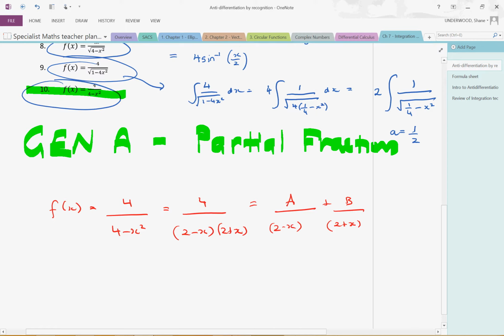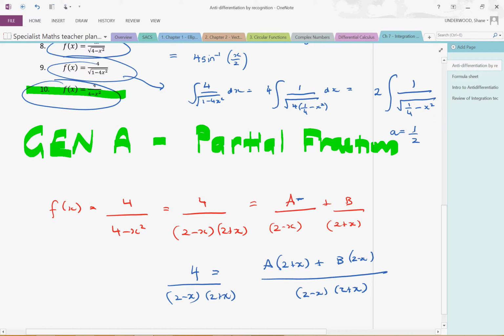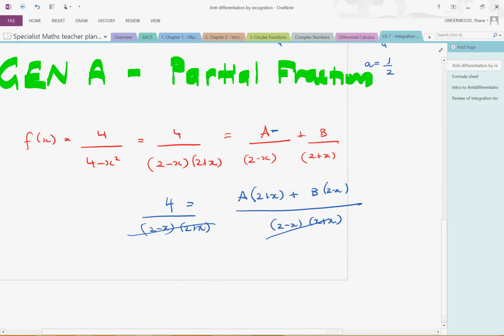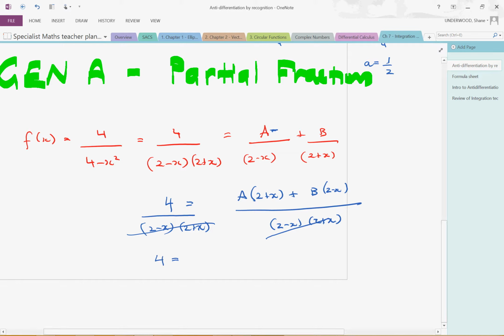So, we know that if I want to get the common denominator, what do I have to do? Well, first of all, I have to multiply this fraction here by 2 plus x. And I also have to multiply this b by 2 minus x. And of course, on the other side, we've got (2 minus x)(2 plus x), but that's not really needed because they're going to cancel each other out. So, we're really just looking at a(2 plus x) plus b(2 minus x).